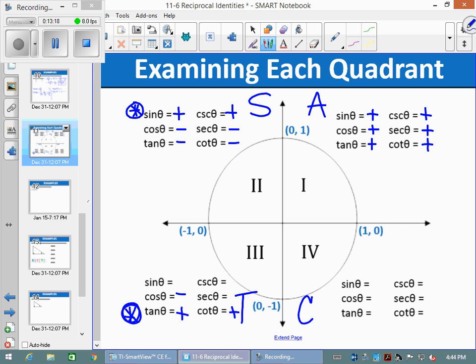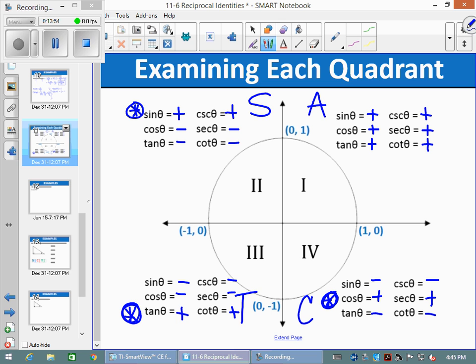And in quadrant 4, the C stood for cosine, so cosine was positive in quadrant 4. Cosine now has a reciprocal function of secant, so secant will also follow the sign of cosine, and all of my other functions will be negative. So we're not going to learn another acronym. The biggest thing you need to remember is what reciprocal function goes with what original function. And then you just remember, all students take calculus to help you remember which signs are positive and negative.